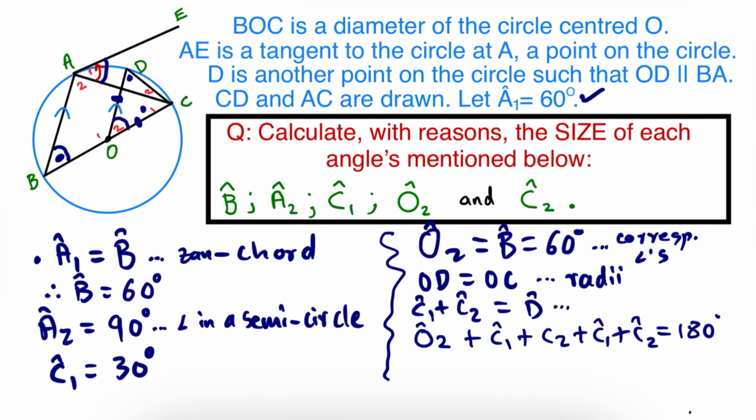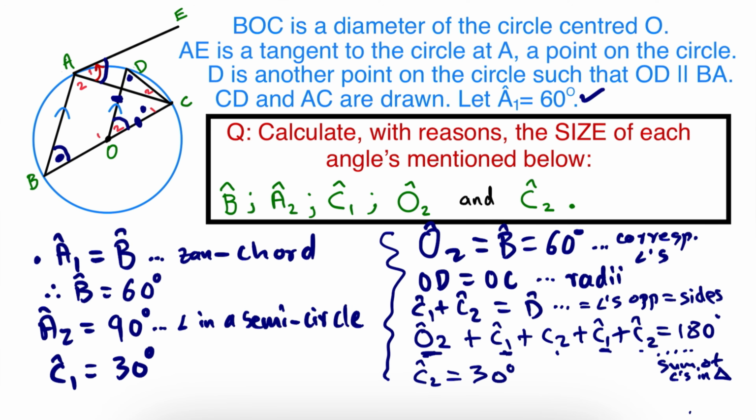Remember the reason for this one, it will be what? Equal angles opposite equal sides, right? And the reason for this one, it will be what? Sum of angles in a triangle, right? Then remember my O2 is what? My O2 is 60, right? And my C1 was what? My C1 was 30. So for C1, I'm going to substitute 30 and I will solve for C2. After doing my algebra, guys, I just realized that my C2 will be 30 degrees after substituting. And that's it, guys.